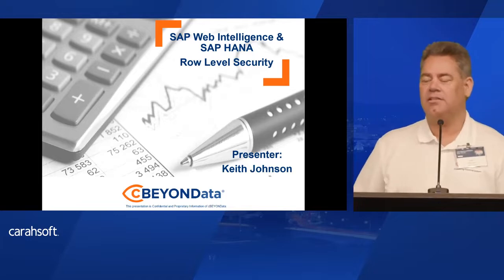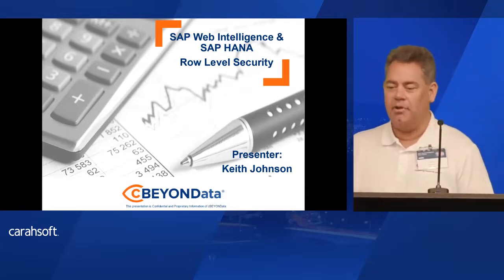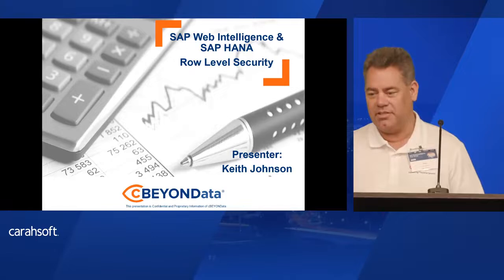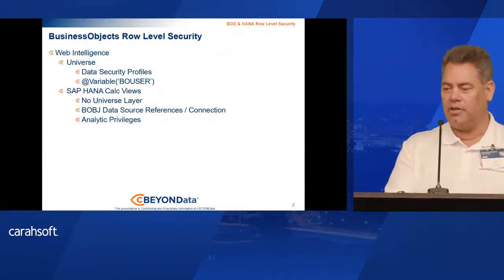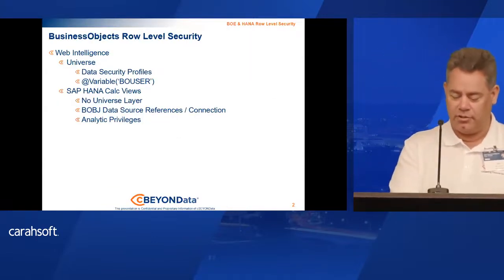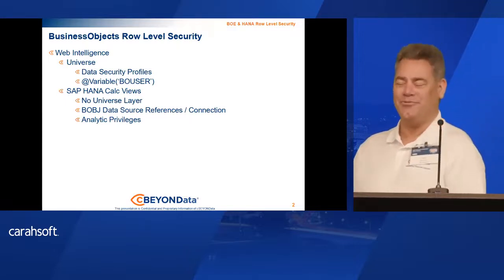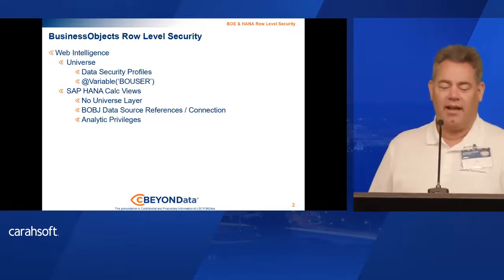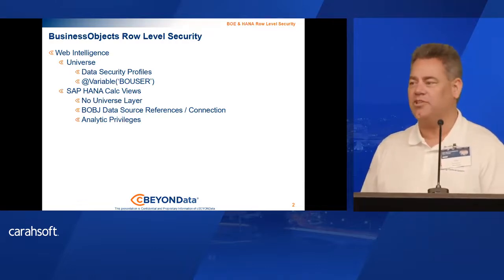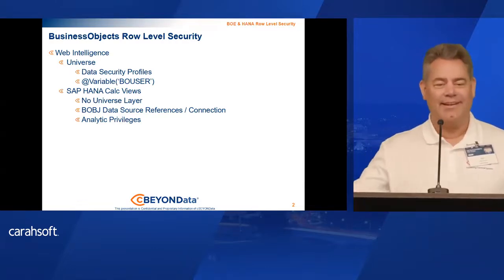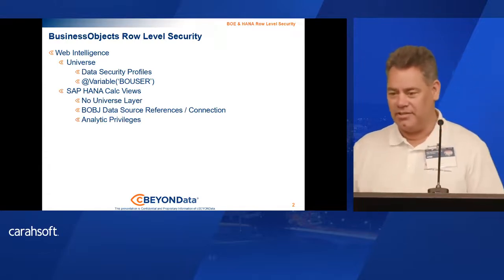So this morning I wanted to touch on a couple of things, not just what it says, Web Intelligence, HANA, and row-level security, but also a new feature, or at least an unused or not commonly used feature within Business Objects. It always seems like every once in a while you run across a feature in Business Objects and you're like, I wonder what that does. So we'll touch on that as we get a little bit deeper into this.